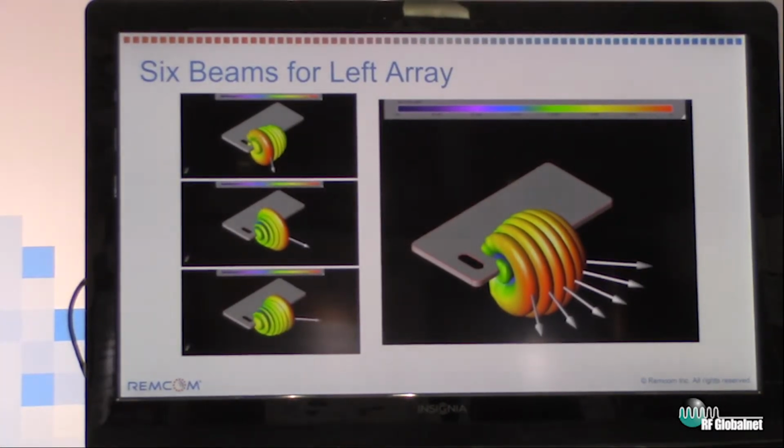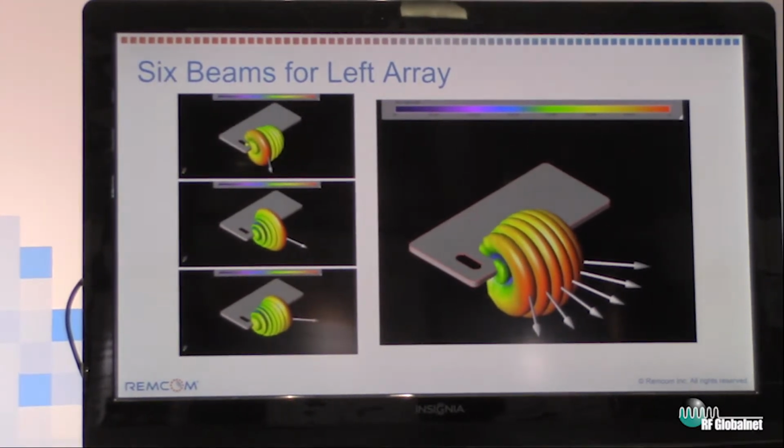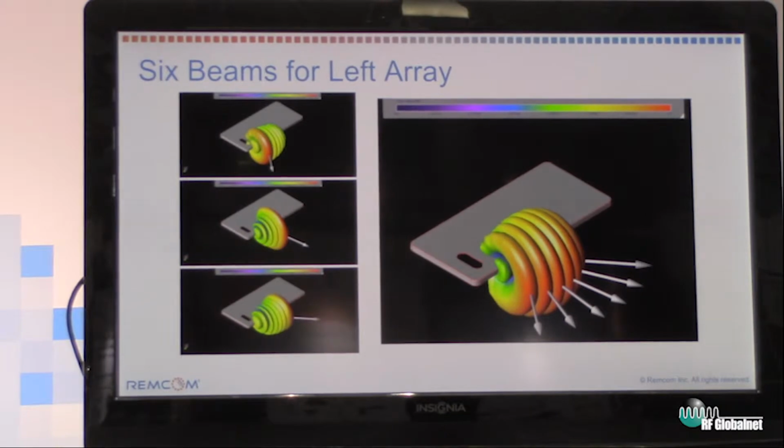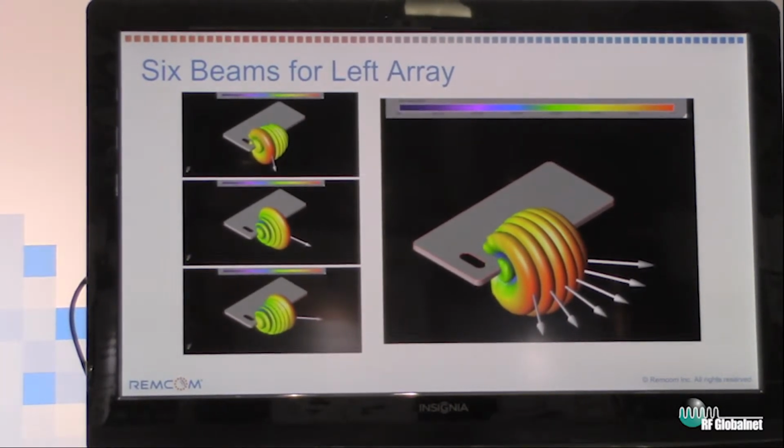We can also vary the phase shifts in order to steer the beam up and down the phone, and the images on the left show 3 different beam states. The large image on the right shows 6 beams overlapped on each other.